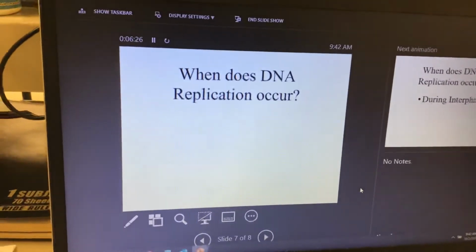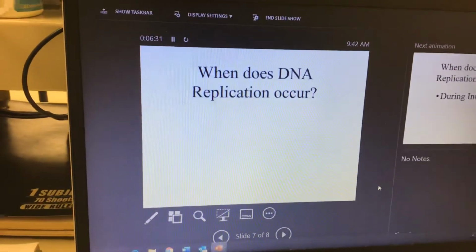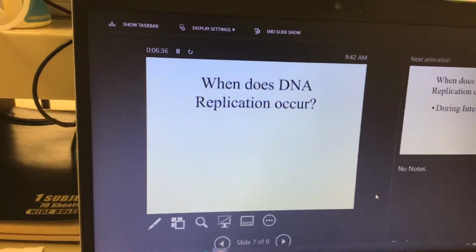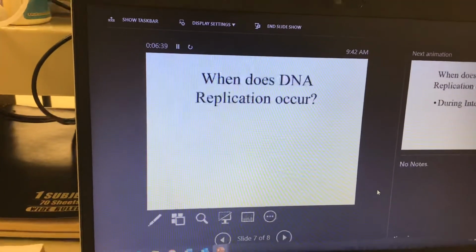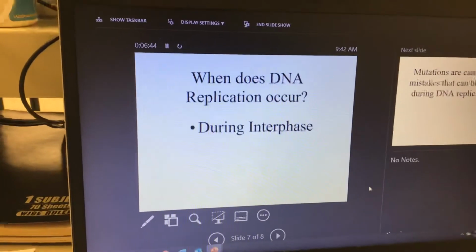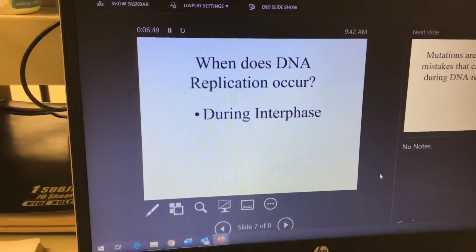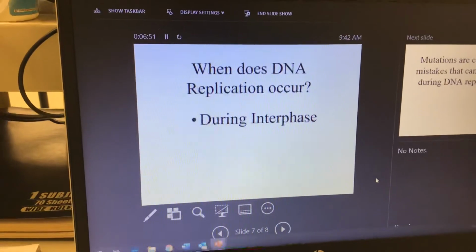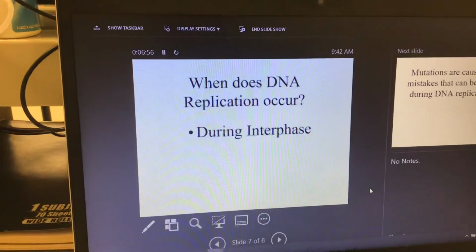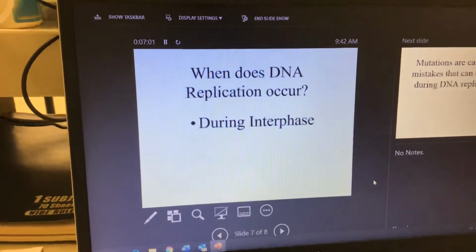Now, when does this happen? When does DNA replication happen? Go ahead and write this down. When does DNA copy itself, basically? And the answer is during interphase. So during interphase, when a cell is spending most of its life hanging out in interphase, doing cell things, it's going to copy its DNA. It's going to do this unzipping and finding the spare parts and putting it back together and having 2 strands of DNA.